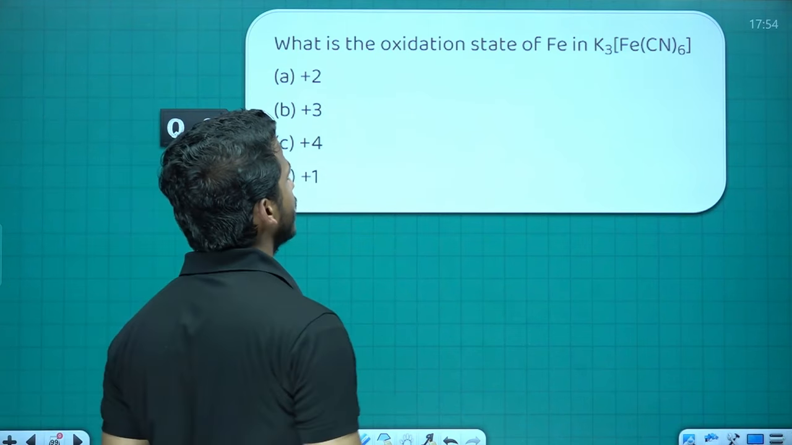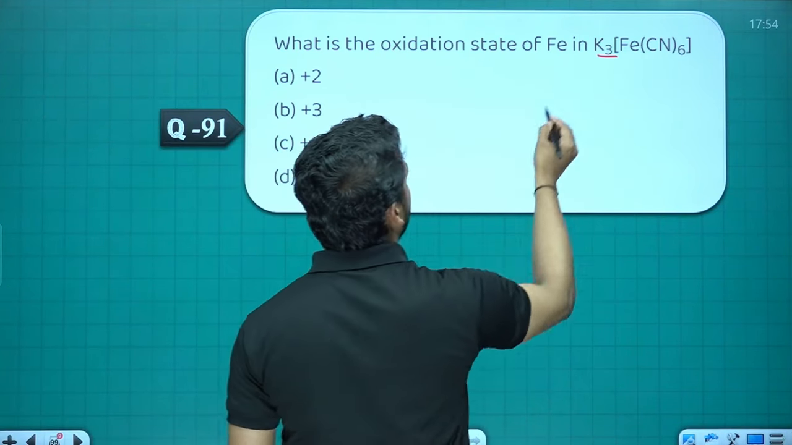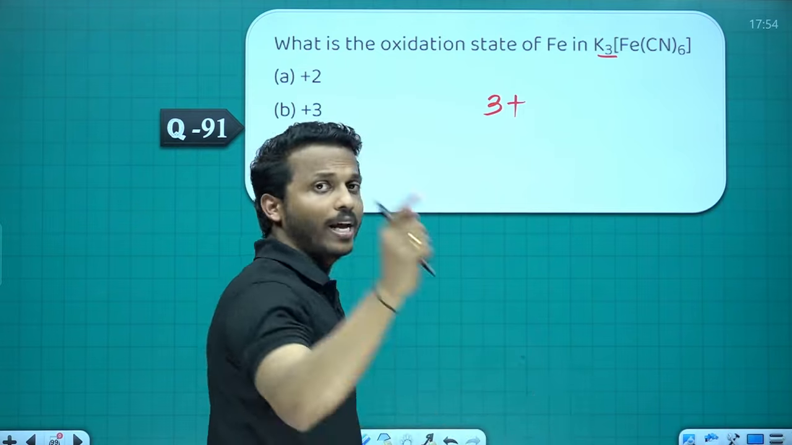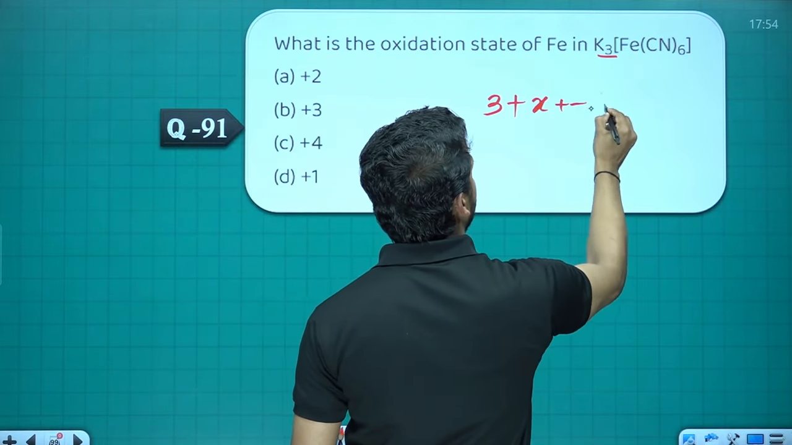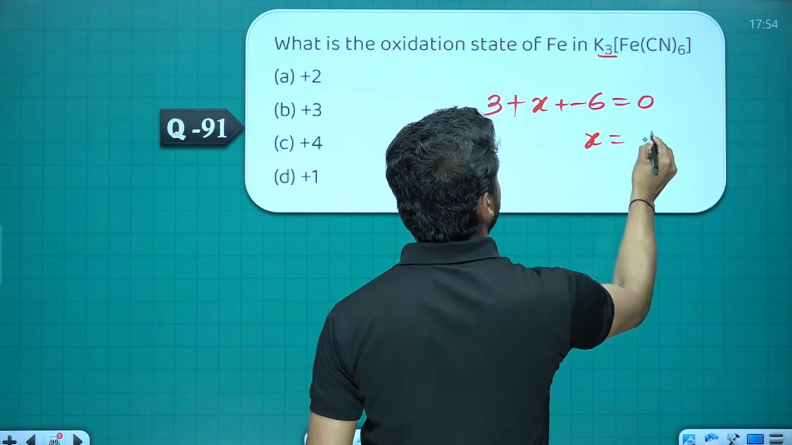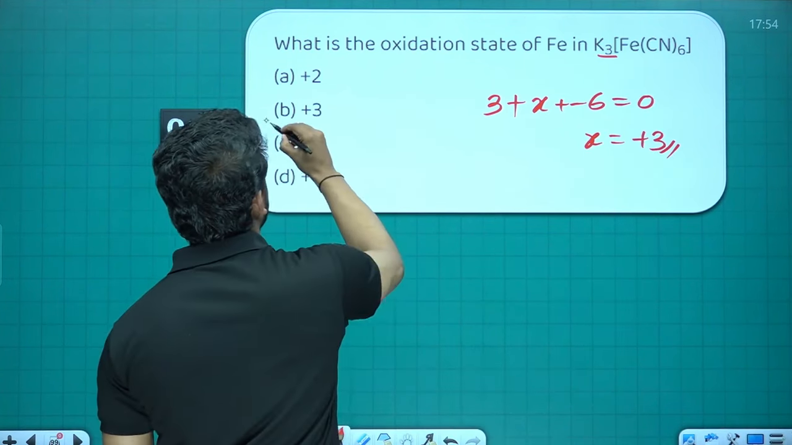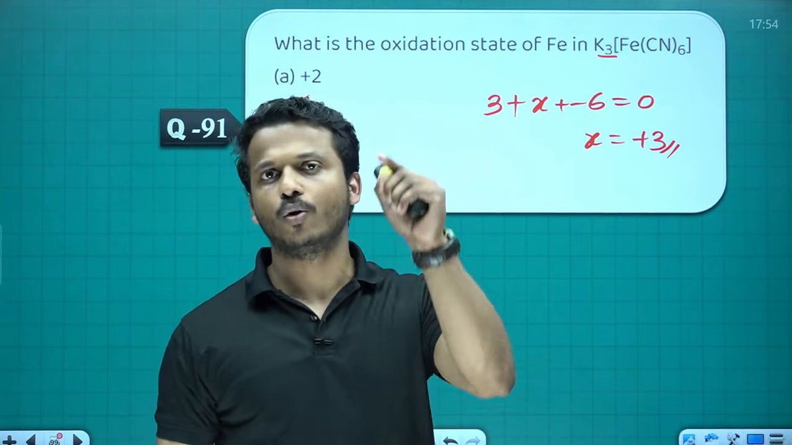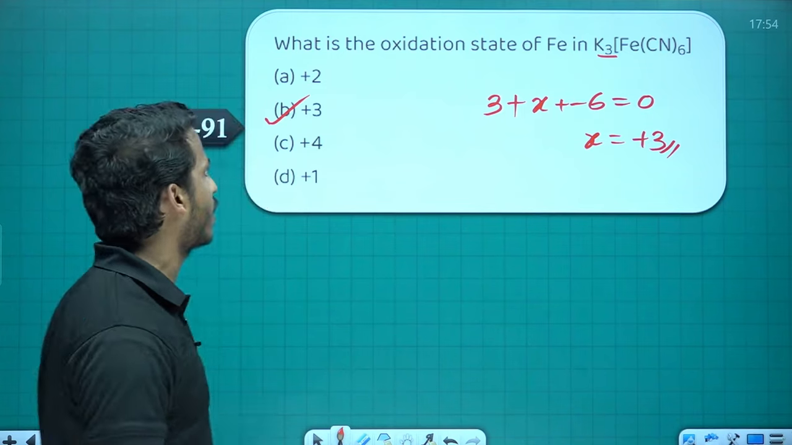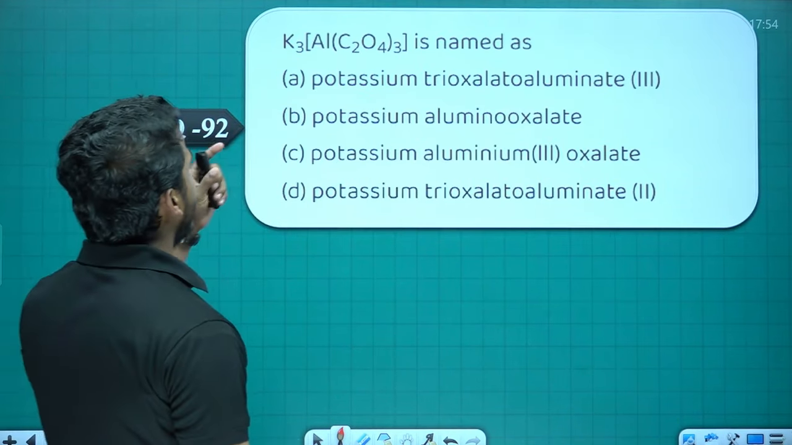What is the oxidation state of Fe in this one? Simple question. 3 potassium. You know, 1 potassium plus 1, so 3 potassium plus 3. Iron x, 6 cyanide minus 6. Overall 0, x equal to plus 3. Yes, so when I'm giving you one question, pause the video, find your own answer and cross-check it, okay?